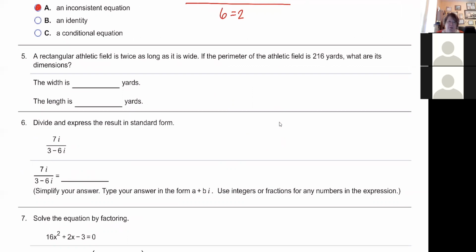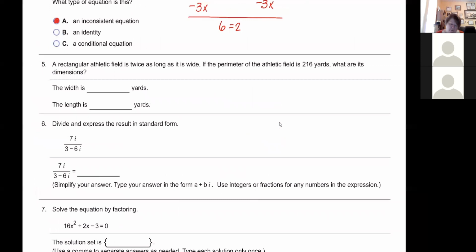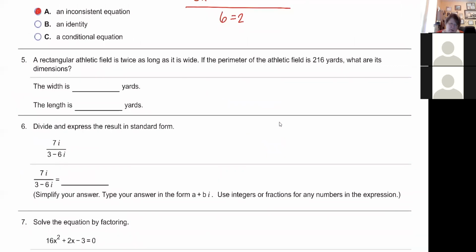Okay, the next problem is a perimeter problem. Okay, I'm going to draw myself a picture. I like pictures. Rectangular athletic field is twice as long as it is wide. So if I let the width be x, the width is usually the shorter of the 2 sides, then the length is twice as long. Twice means 2 times. So the length is 2x.